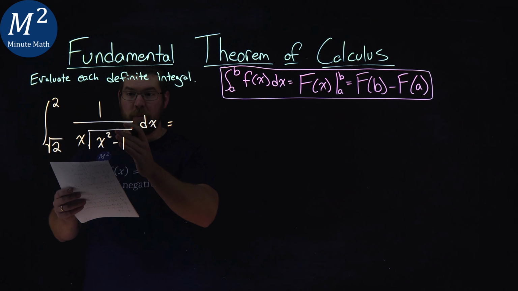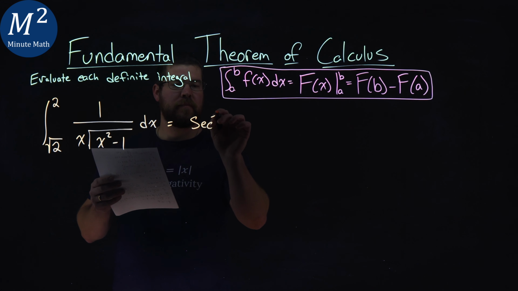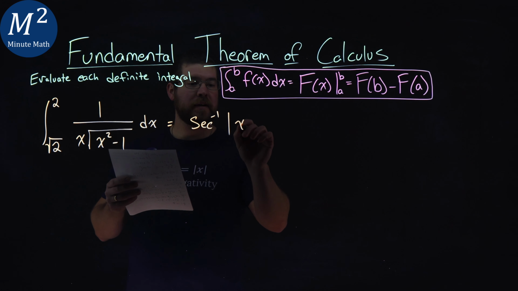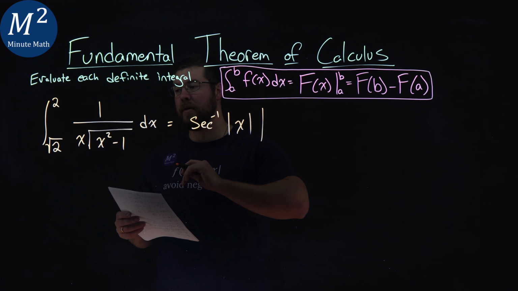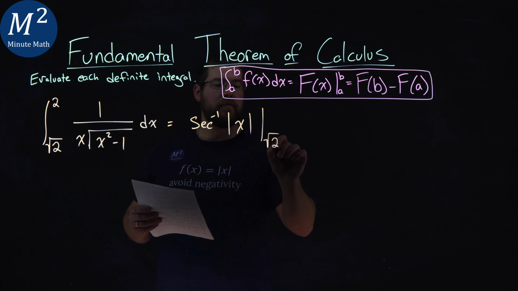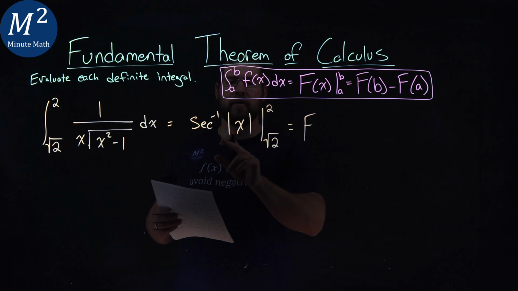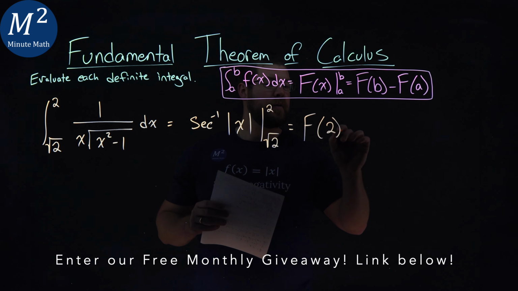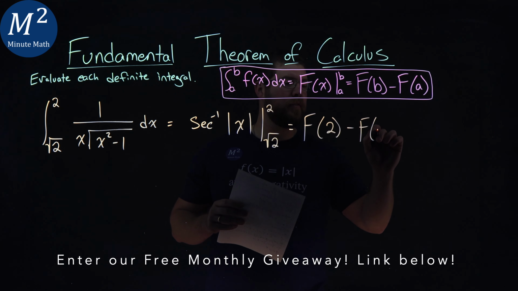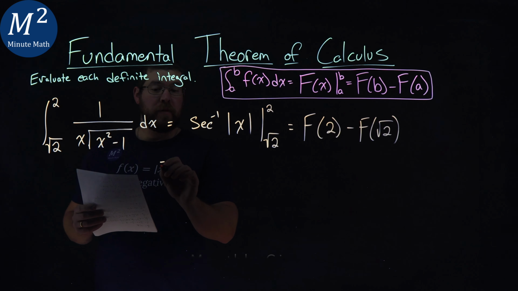So this lines up perfectly to be, when we take the integral, the arcsecant of the absolute value of x. Now, instead of plus c, using the Fundamental Theorem of Calculus, we go from the square root of 2 to positive 2. So we're going to take our integral, secant inverse, capital F of 2, and subtract what we get when we plug in the square root of 2. So let's go do that.